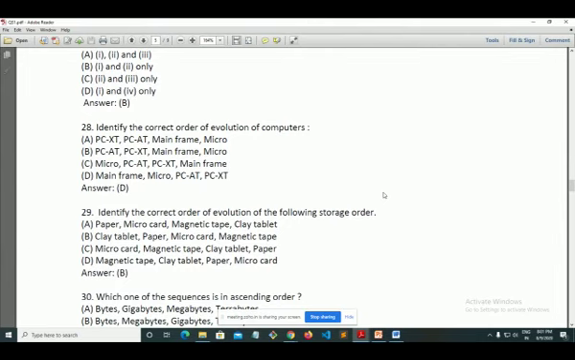Look, number 29. This is another type of question. Question is: identify the correct order of evolution of the following storage media. Choose the correct order of the following terms. Correct answer is B: clay tablet, paper, micro and magnetic tape.